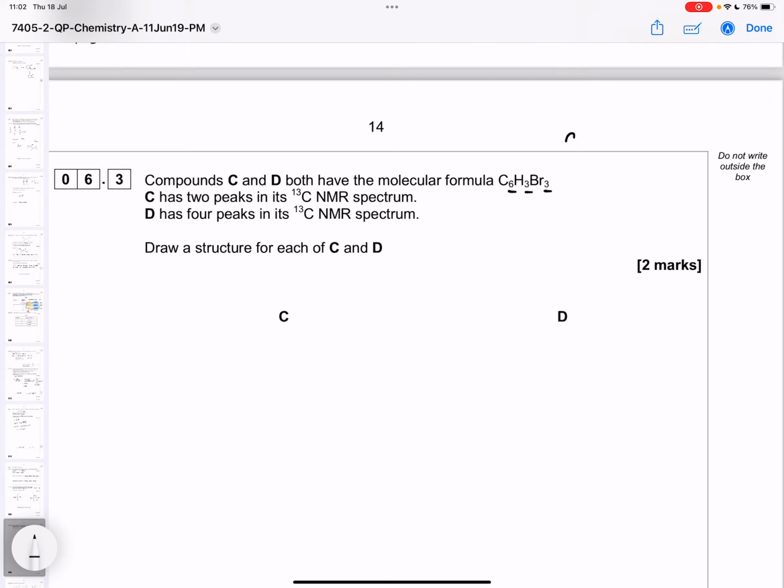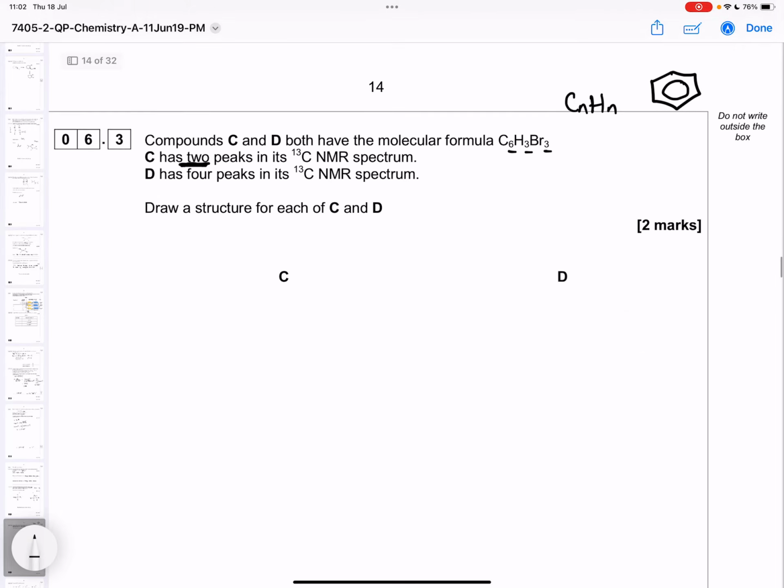C6H3Br3. So this is kind of having the formula CnHn, so cyclic, perhaps. It's got an equal number of substituents to carbons. So that actually means it's probably benzene, because benzene would be C6H6. But we've got 3 Brs on. And we want to put those 3 Brs on so that this one only has 2 types of carbon and this one has 4 types of carbon.